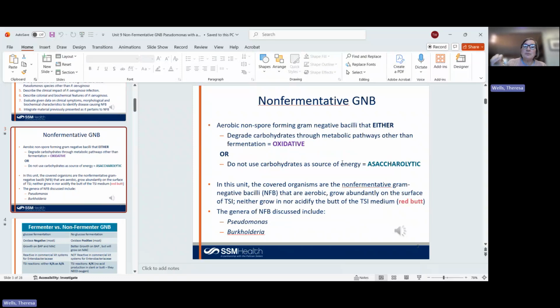Some really basic information here. We're talking about these non-fermentative gram-negative bacilli. To understand most of these, we're talking about their ability to utilize carbohydrates through pathways other than fermentation. So that's why they are oxidative organisms. They're oxidase positive. In general, the organism we talked about most was Pseudomonas. And the primary species in that genus is Pseudomonas aeruginosa.